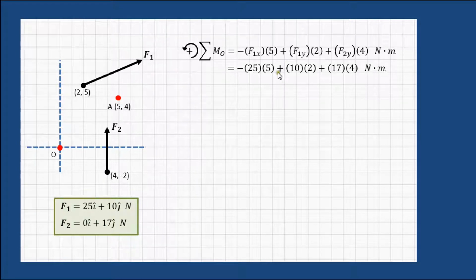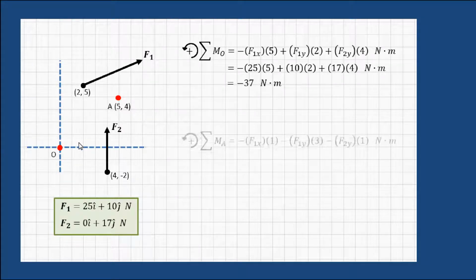So putting in the values, we find out that the total moment about point O is equal to negative 37 Newton meters. So the general moment produced by these two forces about point O is a clockwise moment of 37 Newton meters.